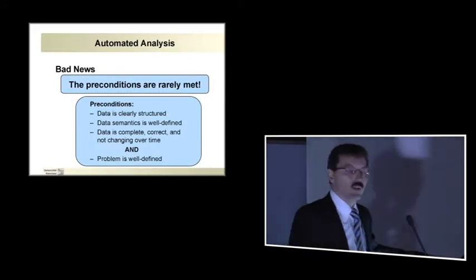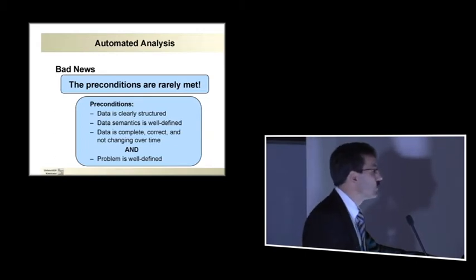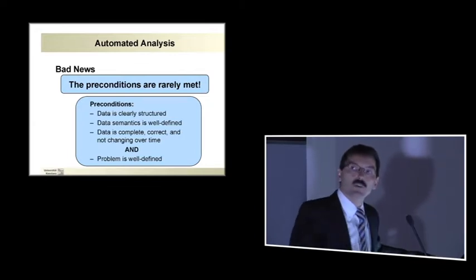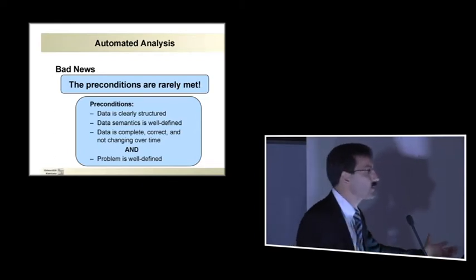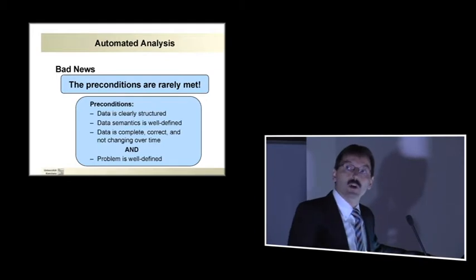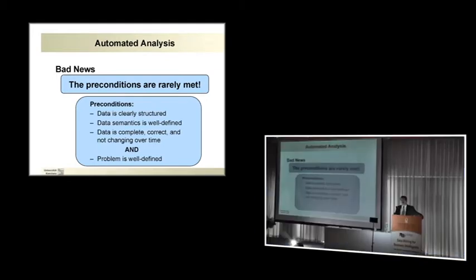The data needs to be clearly structured, the semantics needs to be well defined, and the data needs to be complete, correct, and not changing over time. And as you know, this is true only for very, very few applications. In case any of these points is not clearly defined, like the semantics, if you deal with text data, semantics is obviously not clearly defined in many cases. The structure is often not clearly defined, and the data is rarely complete or correct. So if these properties are not met, it's not always easy to apply automated algorithms because they may be misled completely.